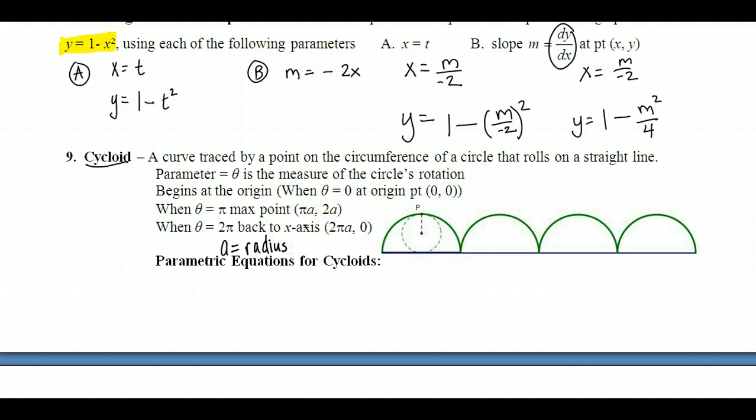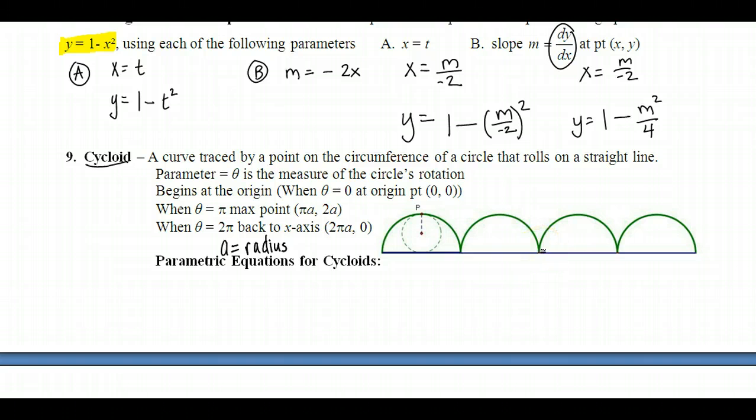I don't know why they don't like to use an r here. Usually radius we always have as an r, but they use an a for this. When theta is equal to 2 pi, we're back to our x-axis. Like here, theta would be pi, we're at our maximum point. At 2 pi, we're back to our x-axis. At 3 pi, we're back up at our maximum point. 4 pi, back to the x-axis.